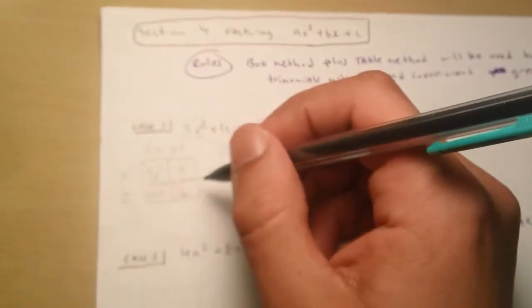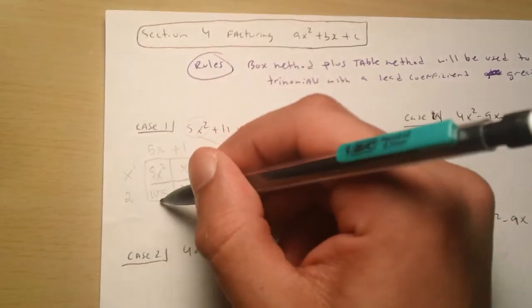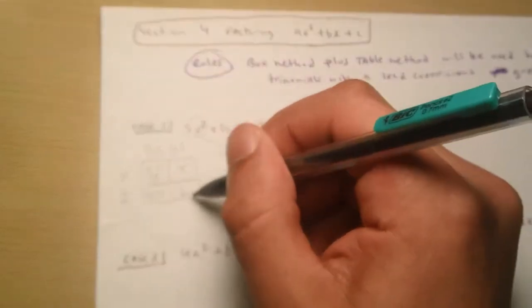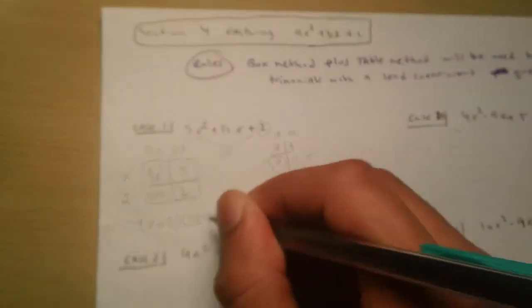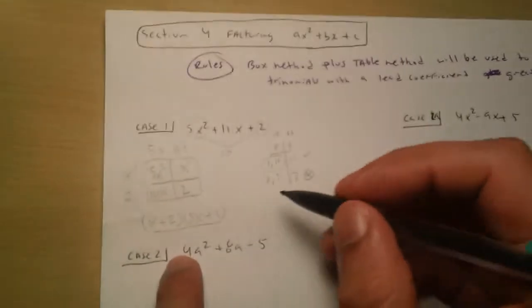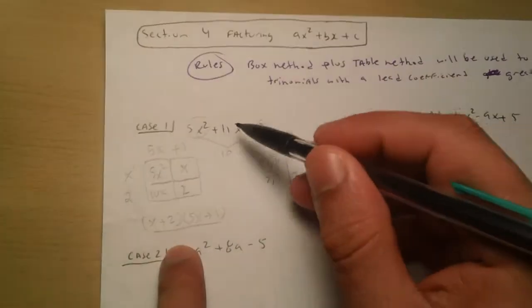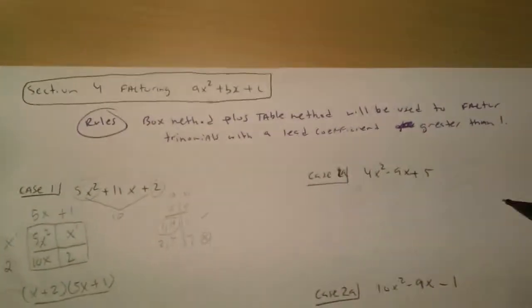Okay, it's positive. And now you can go ahead and double check. 5x times 2 gives you 10x. 1 times 2 gives you 2. And so our answer here would be x plus 2 and 5x plus 1. Okay, and that's it for that case. Now you can use FOIL here to double check your answers, but I'm not going to do it.